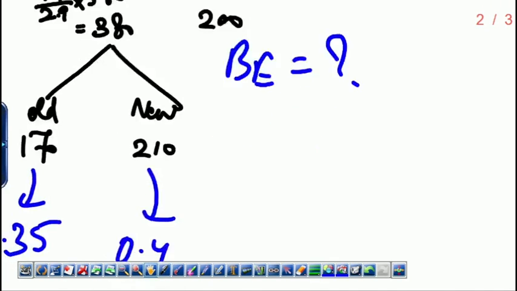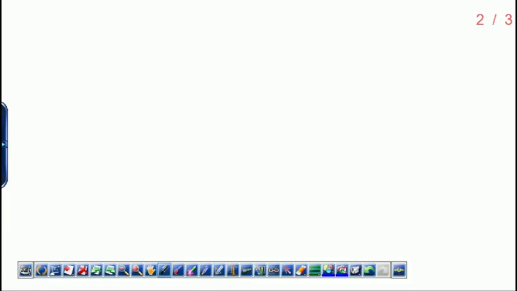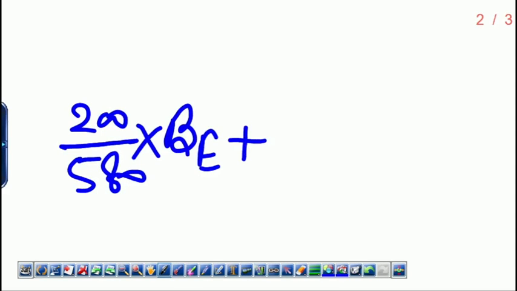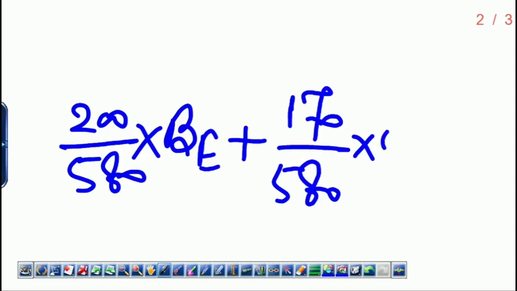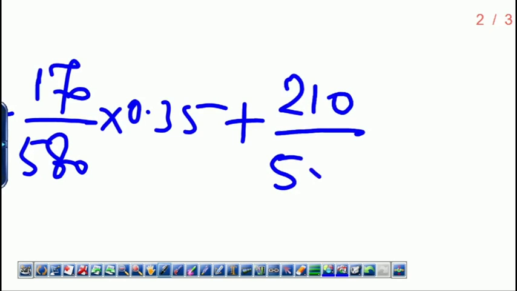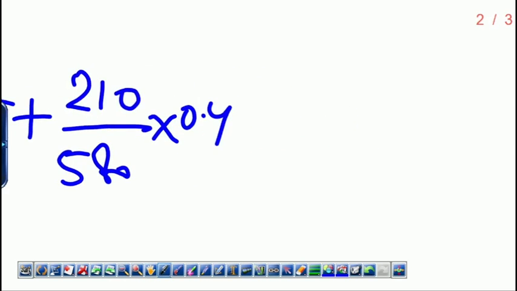So that's very simple. Once again we have the 200 equity divided by 580. That's the weight of equity into equity beta, which I don't know, plus the 170 old debt divided by 580 into 0.35, plus the new debt we are taking, that is 210 divided by 580 into 0.4, and all that comes to the old asset beta, which is 1.39.